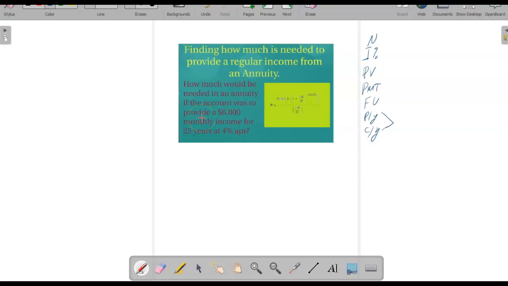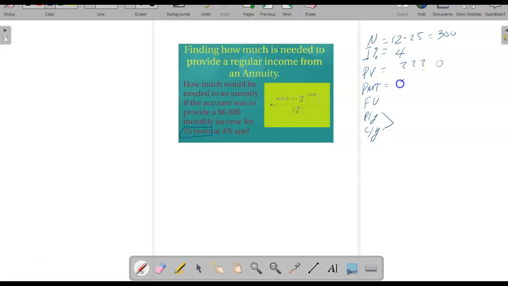Our n is going to be the number of compoundings. We're doing it for 25 years, so that's 12 times a year for 25 years. That's 300 if you want to just put in 300. The percent, your 4%, is your interest rate. Your present value, that's what we don't know. We don't know how much we have at the beginning, so we can just put a 0 there.